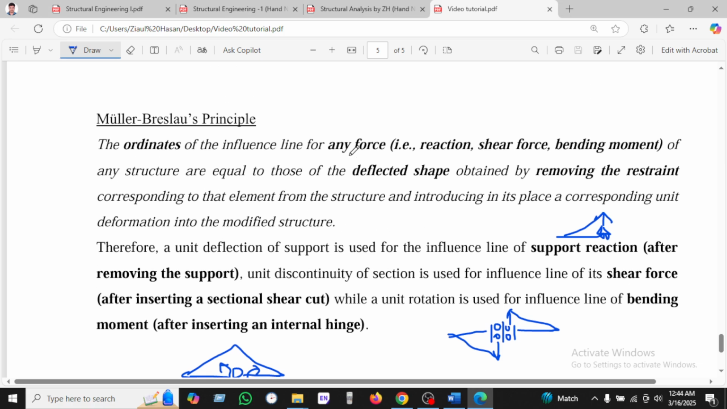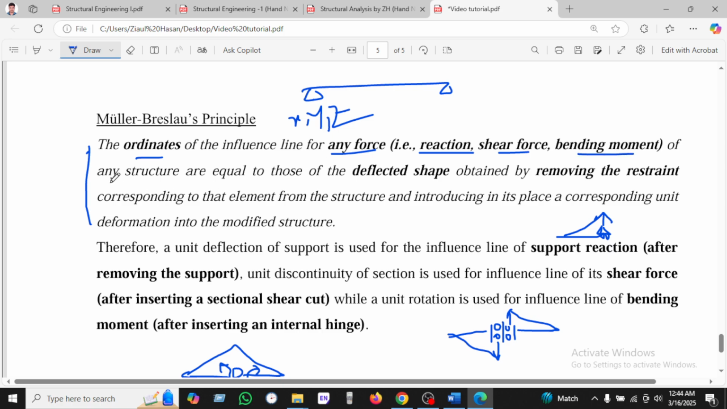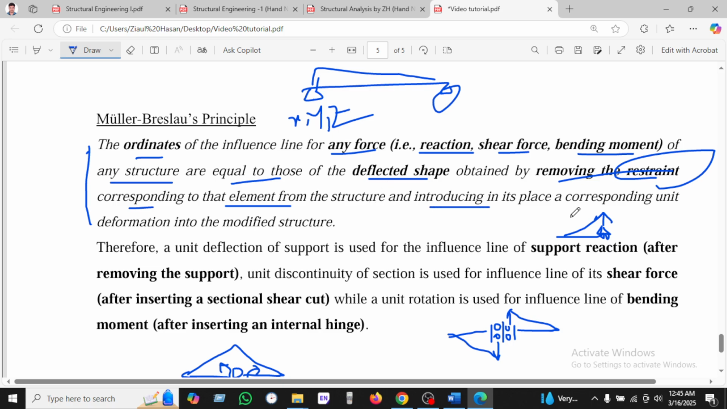So let's go. Here is the Müller-Breslau principle. The ordinates of the influence line for any force, which is a reaction, shear force, or bending moment, in any beam or frame are equal to those of the deflected shape, obtained by removing the restraint. Restraint means the support and the corresponding element from the structure, introducing in its place the corresponding unit deformation into the modified structure.